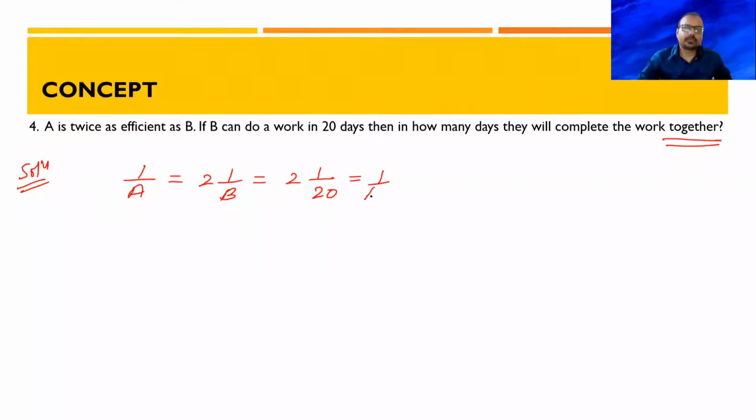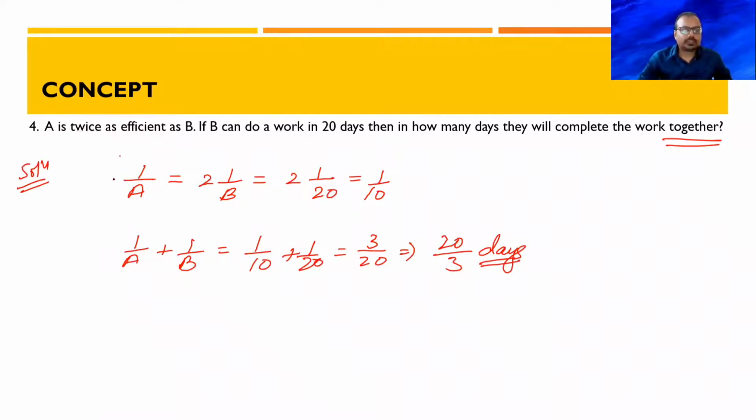So A is 1 by 10 and B is 1 by 20. We write 1 by 10 plus 1 by 20, which is equal to 3 by 20. Finally, we get the answer as 20 by 3 days.